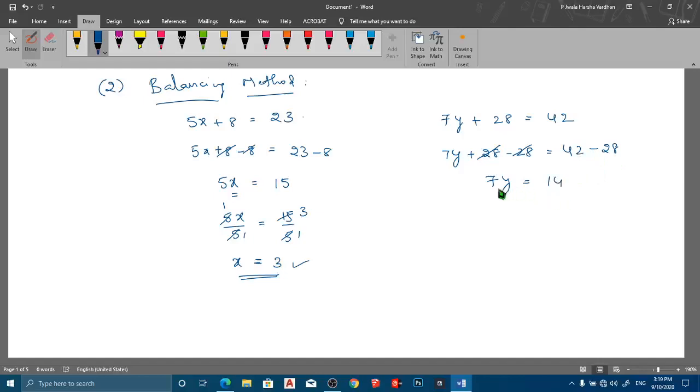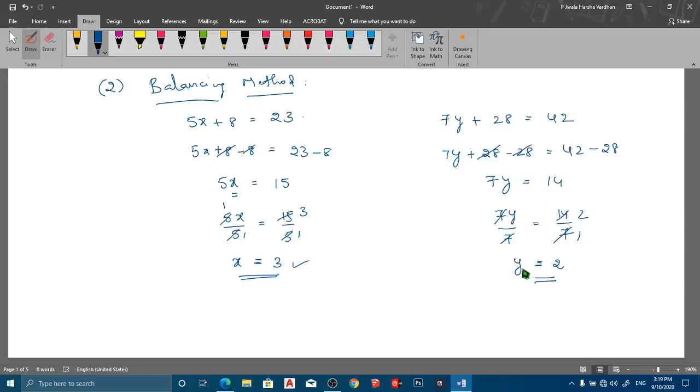Okay. Now you want only the y value. So this 7 is the extra number. If you want to cancel it, you have to divide by 7. If you divide by 7 on the left side, you have to divide by 7 on the right side also, because on both sides you have to balance the equation. So now 7 gets cancelled here. 7 1s are 7, 7 2s are 14. So now it is y by 1 is equal to 2 by 1, which is y is equal to 2, which is the solution of the given equation.